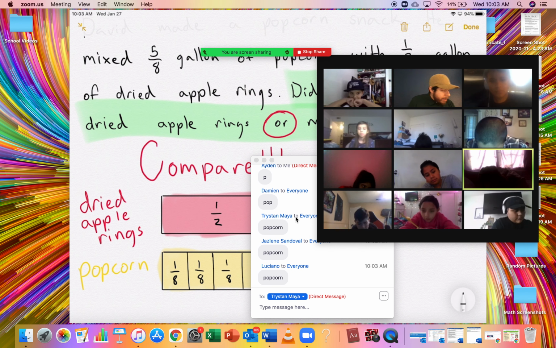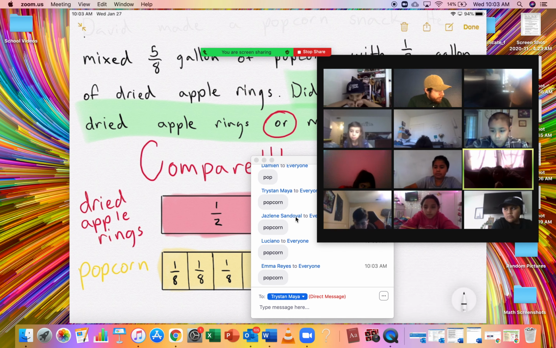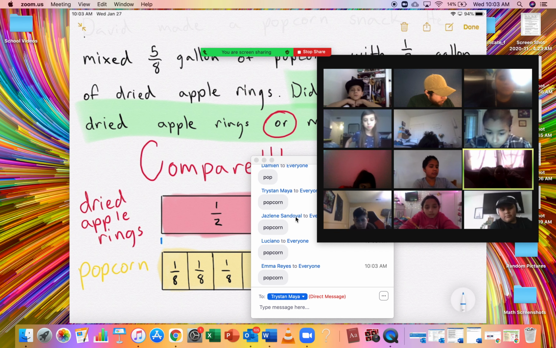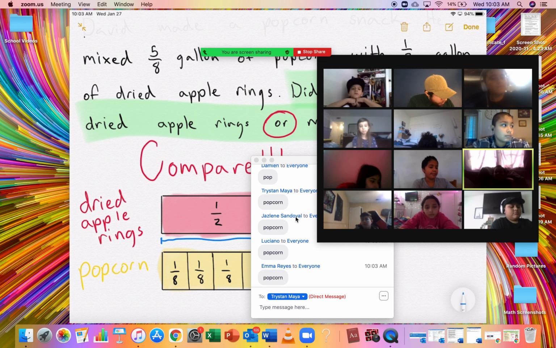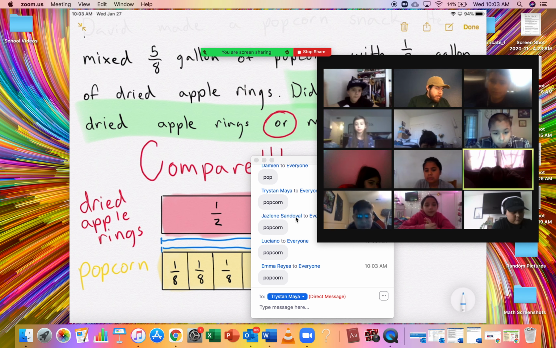We can tell just by the pictures. We can see, I'm going to use the color blue here, that the dried apple rings only go up to about here, while the popcorn goes up to here. Look, which has the bigger line? The popcorn does. The popcorn is more.